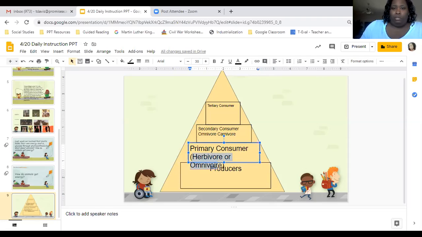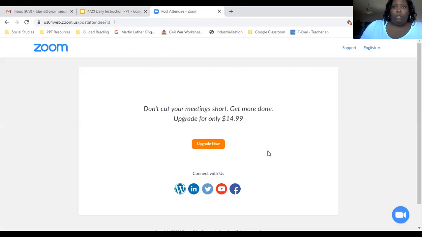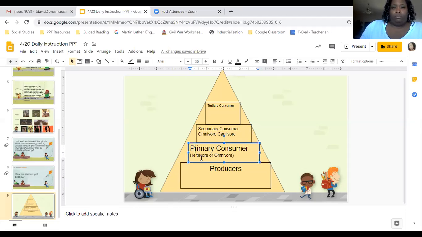We're going to make that small. Okay, I can see it now. All right, and so here you would have an omnivore or you would have a carnivore. And then the tertiary consumer, so the tertiary consumer could be either or.